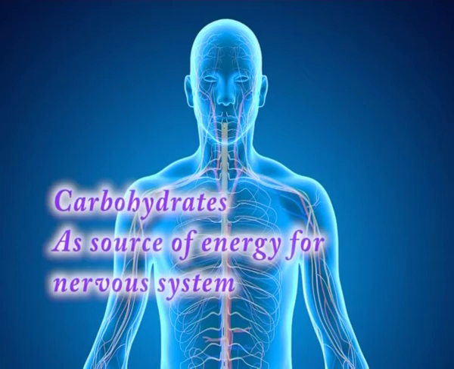Function of carbohydrate as source of energy for the nervous system. Glucose is the primary source of energy for the central nervous system. Prolonged hypoglycemic condition is known to cause irreversible damage to the brain tissues.